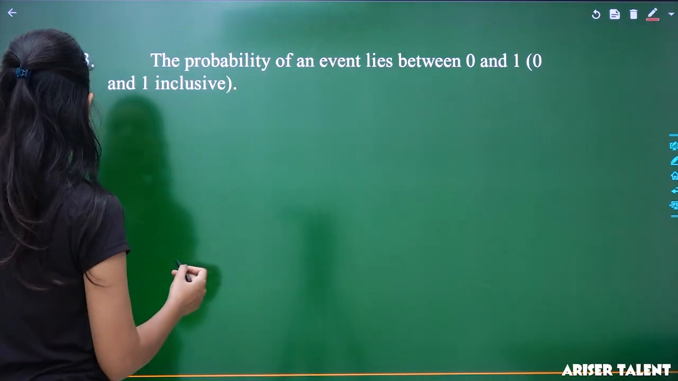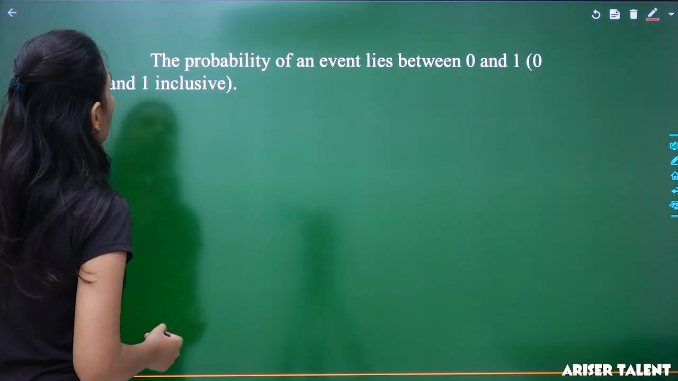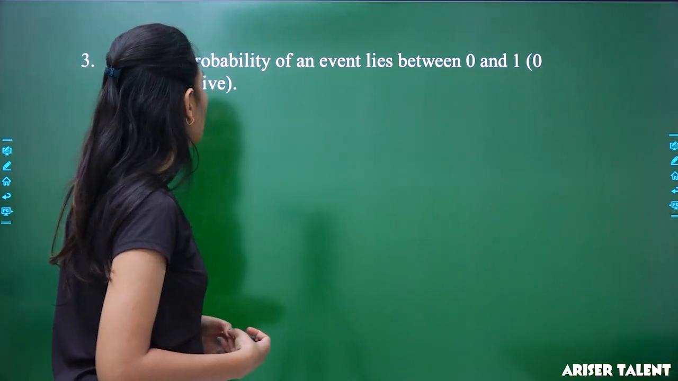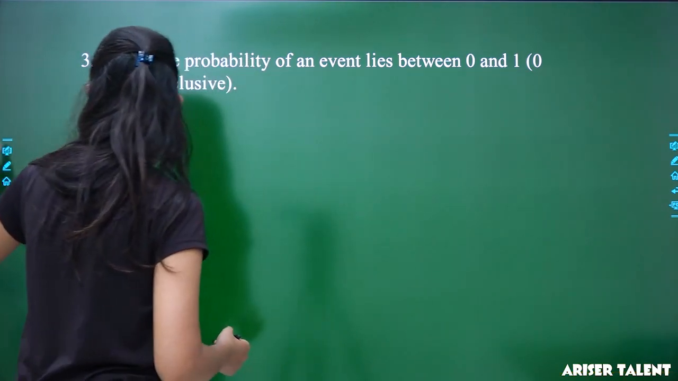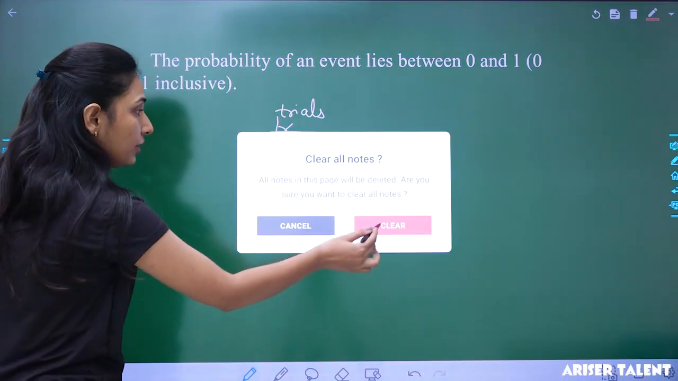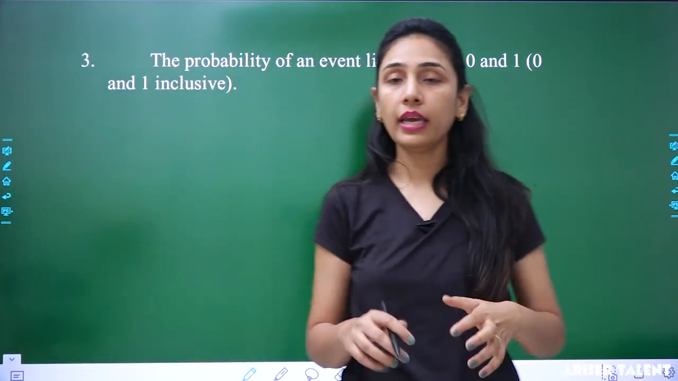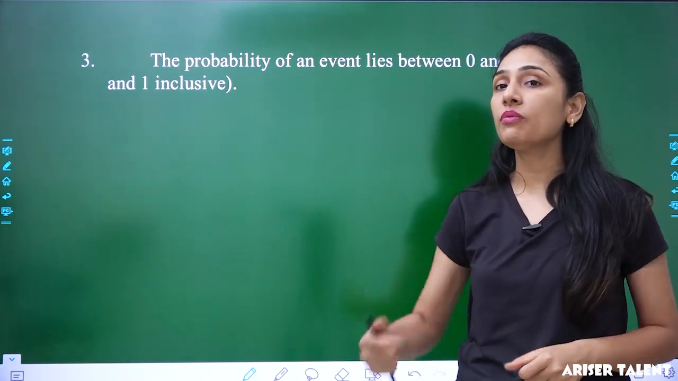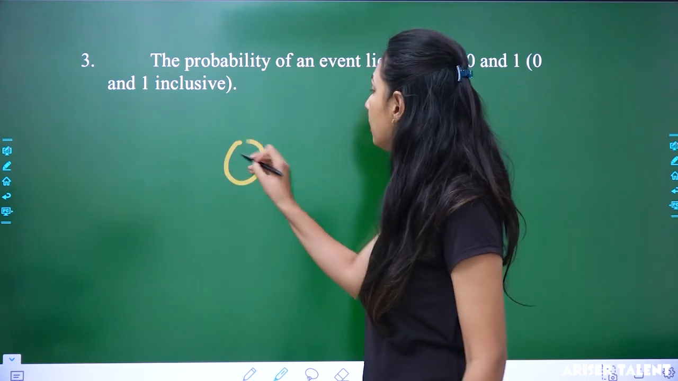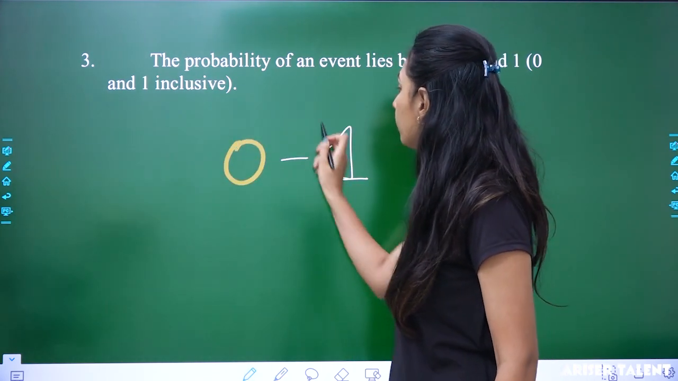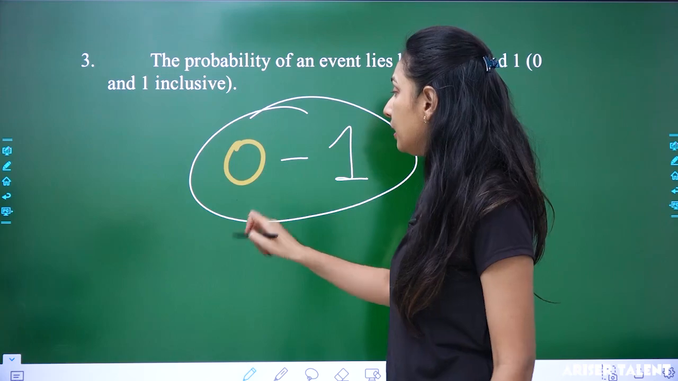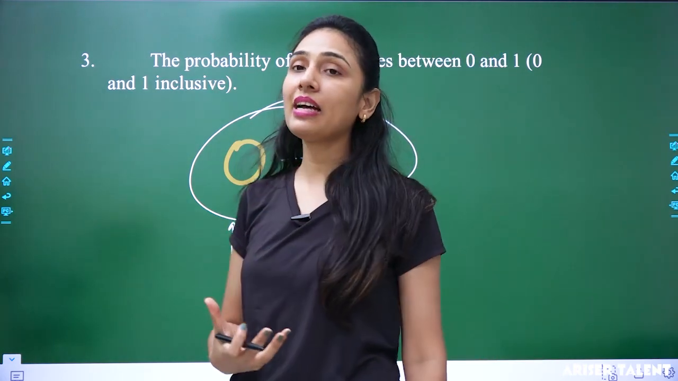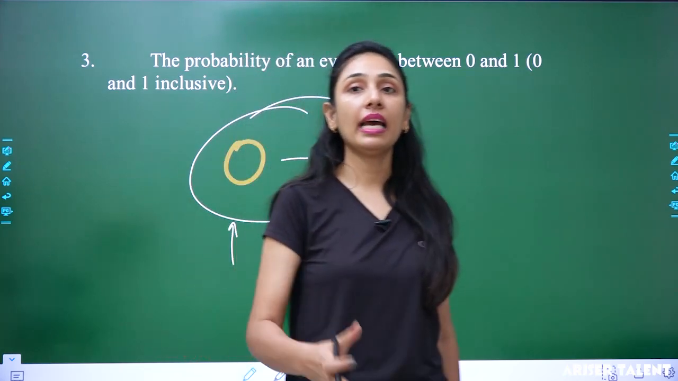Next, the probability of an event lies between 0 and 1, with 0 and 1 inclusive. I have told you, including 0 and 1, and in one question we got 0, in another we got 1, and we got some values in fractions, but we never got any value more than 1 or less than 0. So the range of probability is 0 to 1, and 0 and 1 are also included. That means we can have 0 as our answer, and we can also have 1 as our answer.